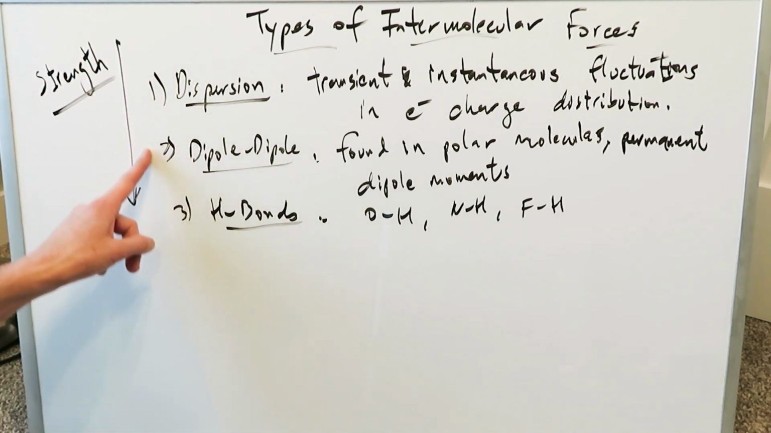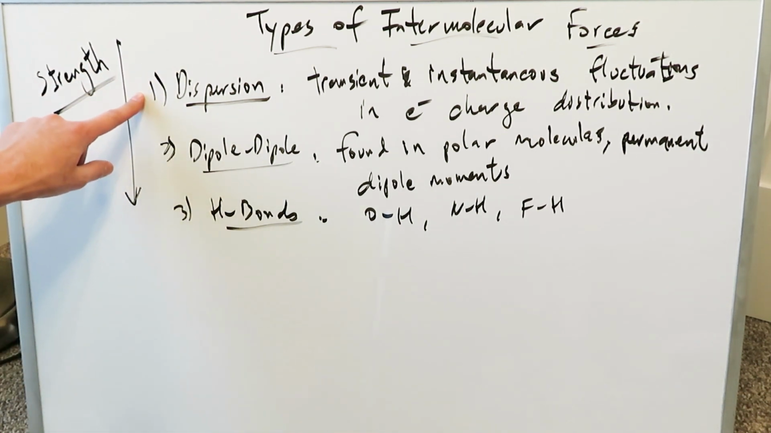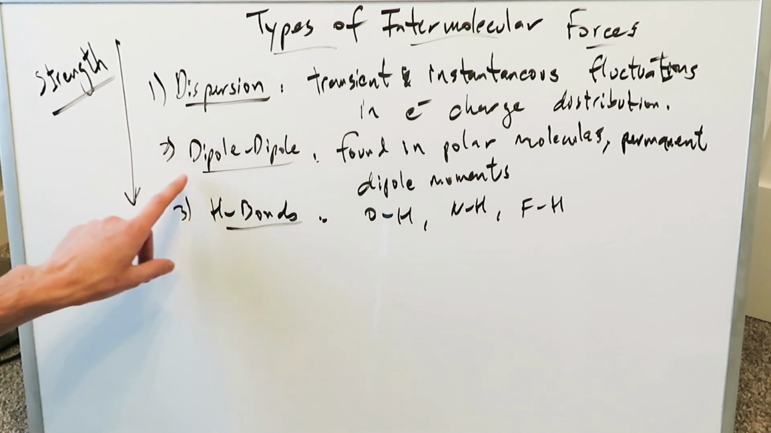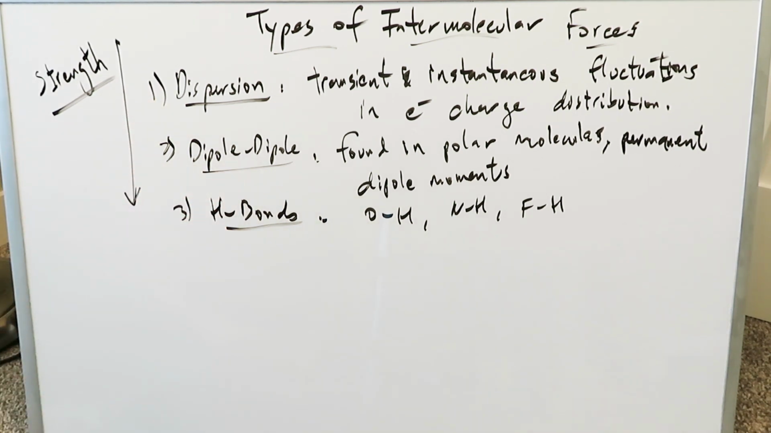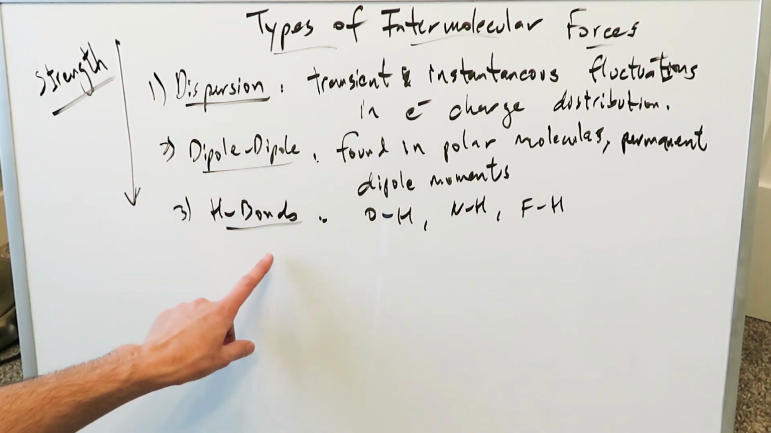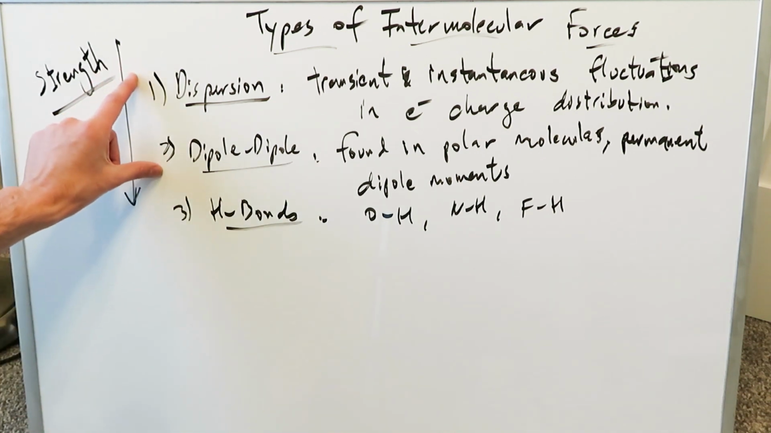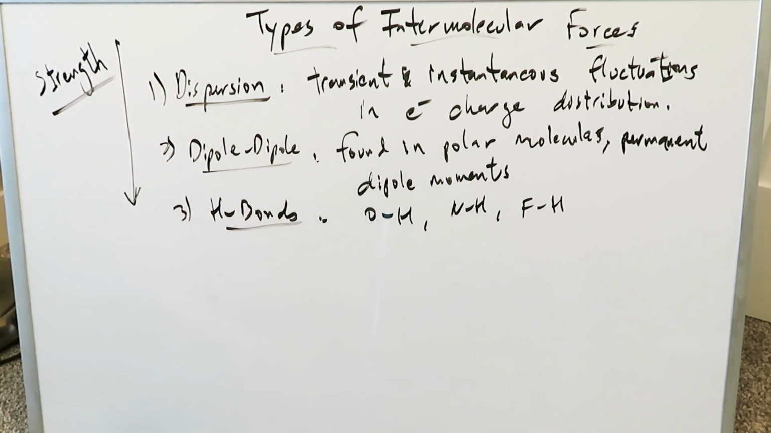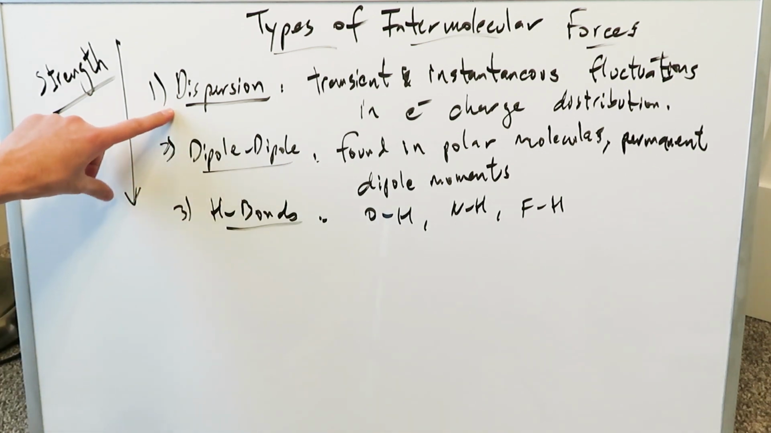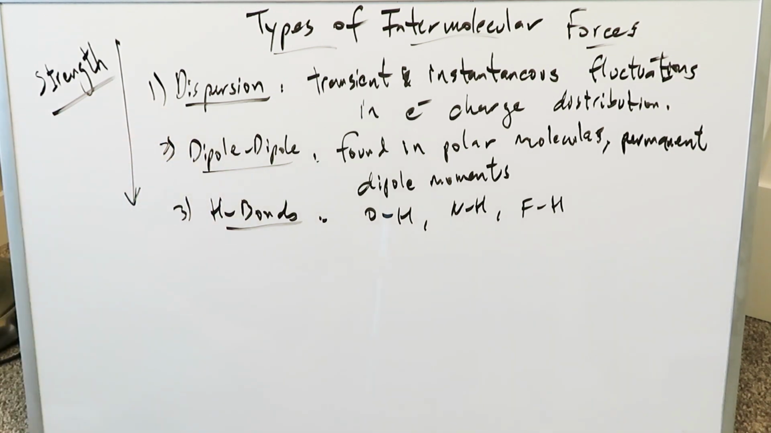From weakest to strongest, you have dispersion forces, which are also called London forces. You have dipole-dipole interactions, and you have hydrogen bonding. Most of us are already familiar with hydrogen bonding, but these two are relatively confusing. The dispersion force is the weakest, and it is just the transient or instantaneous fluctuation in electron charge distribution. What does that mean? This means those molecules or compounds which have temporary dipole moments. The key word here is temporary.